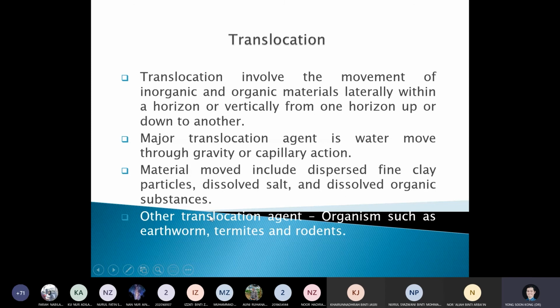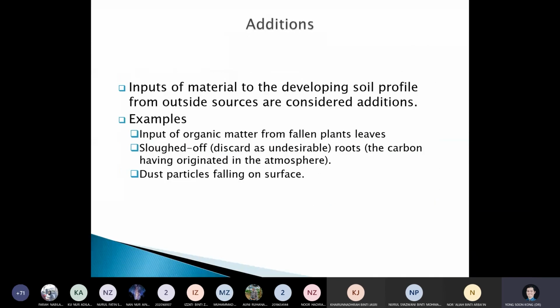And some other translocation agents also include organisms, the animals or maybe the insects living on top of the soil surface. So these organisms do not go too deep. They're usually located near the surface because only the surface has oxygen, so that's where you can find them. So they can move vertically or maybe side by side, horizontally, depending on the organism.